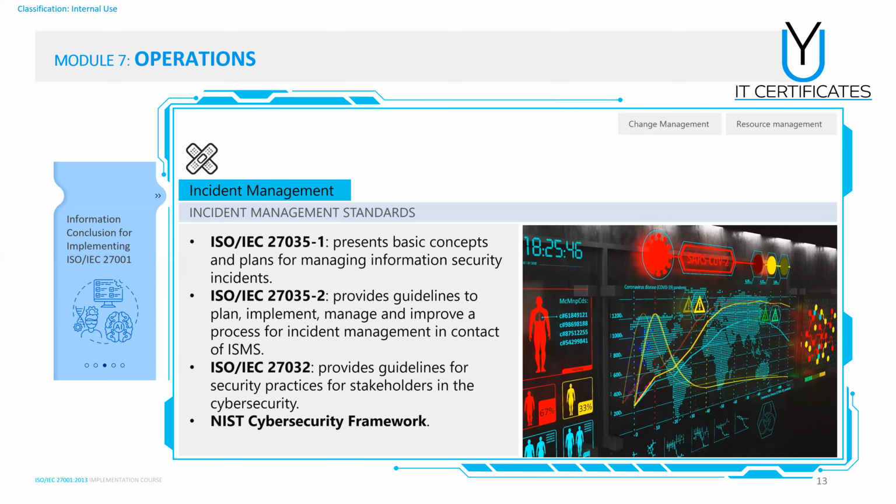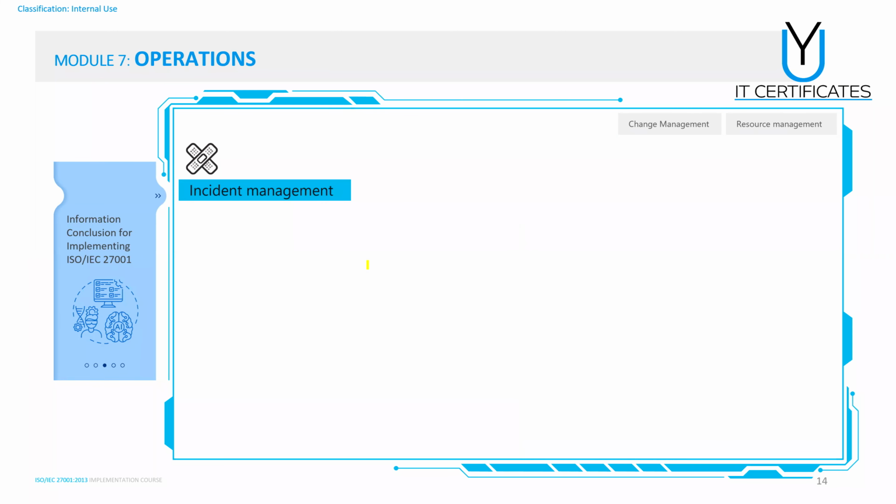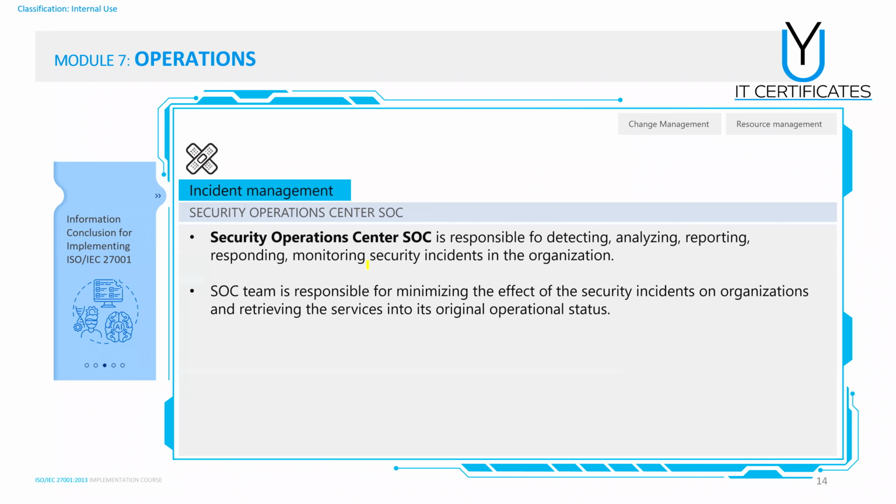For incident management, these are the standards which describe incident management. Of course, these are some of the standards: 27035 version 1, version 2, and 27032, and the NIST cybersecurity framework. These are the standards which highlight and cover incident management. Of course, each one of them is a full document, and if you are interested, you have to get the document from the internet and go through it. In incident management, the most important topic here is what we call the SOC.